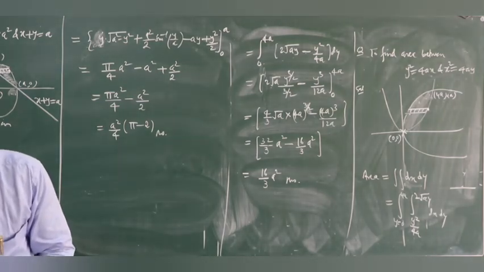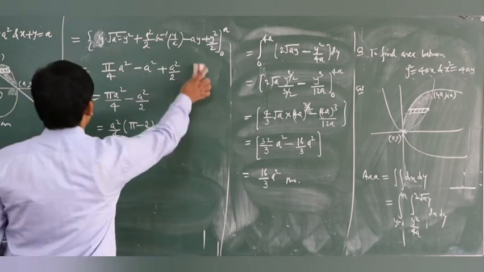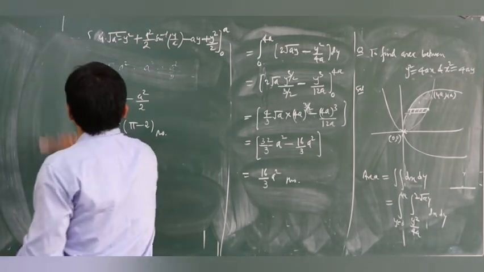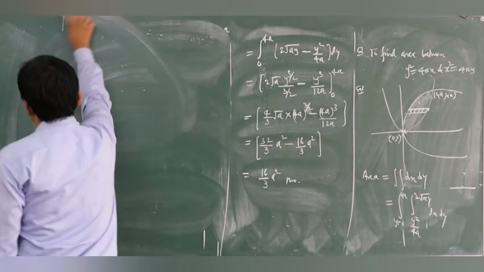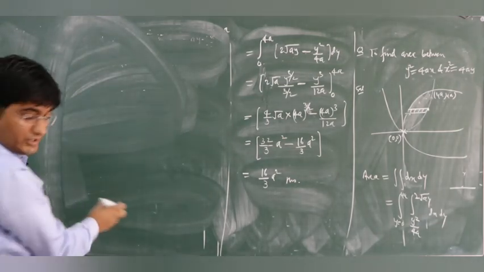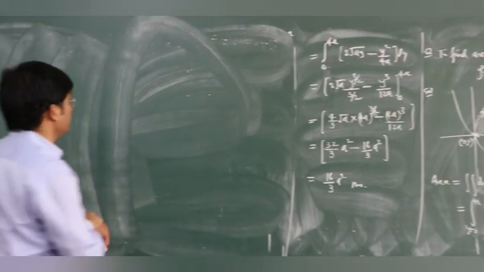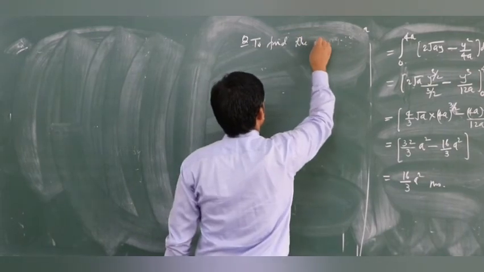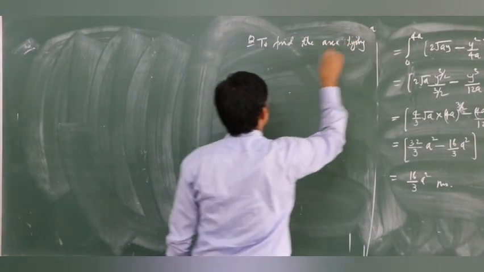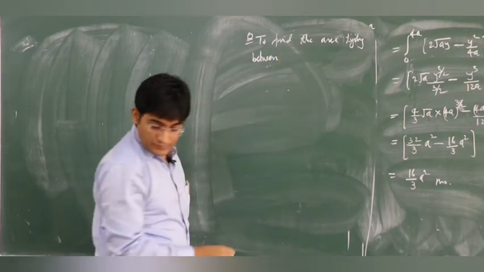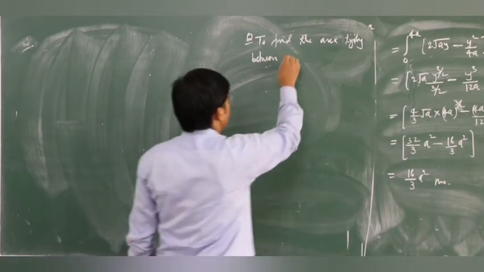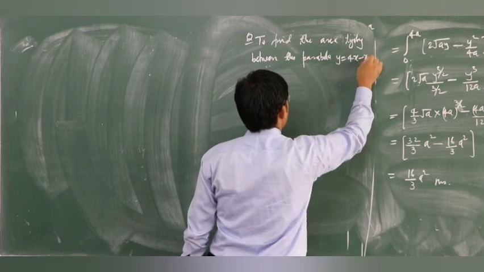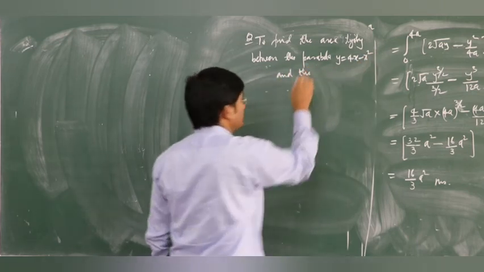Now our next question is to find the area lying between the parabola y equal to 4x minus x square and the line y equal to x.